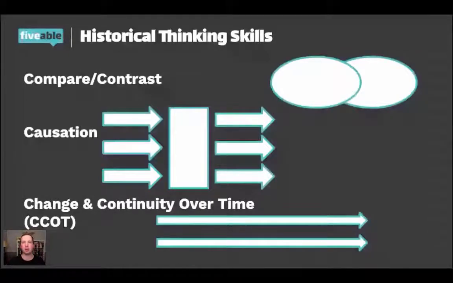All right. So historical thinking skills. While there are some other ones that are involved in APUSH, the big 3 are going to be compare, contrast, causation or cause and effect, and change and continuity over time, otherwise known as CCOT.